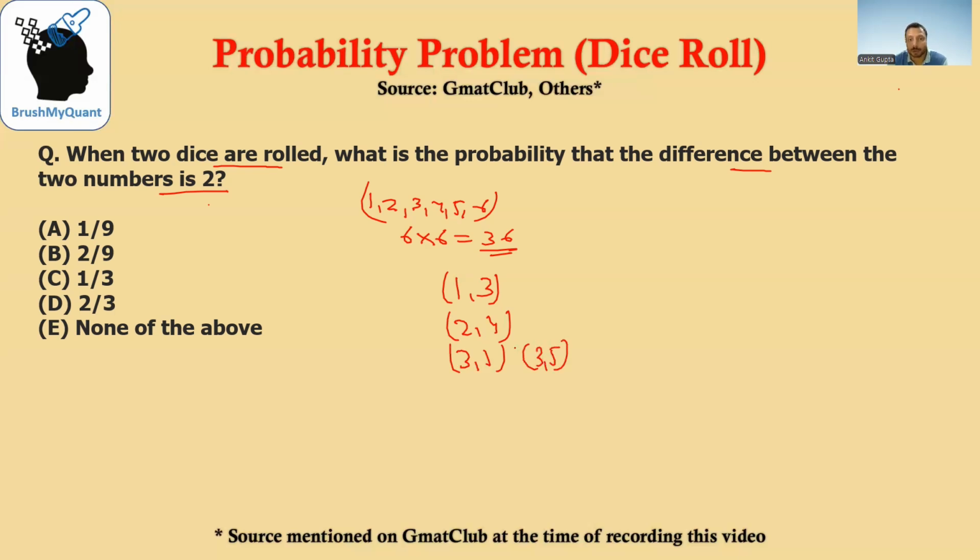Now, this is where a lot of students go wrong, right? Because they might be thinking of difference only in one direction. Now, difference can be a positive difference. It can very well be a negative difference. Just that the difference has to be equal to 2. So there'll be two cases here.